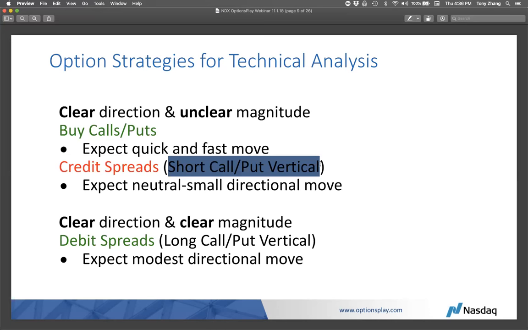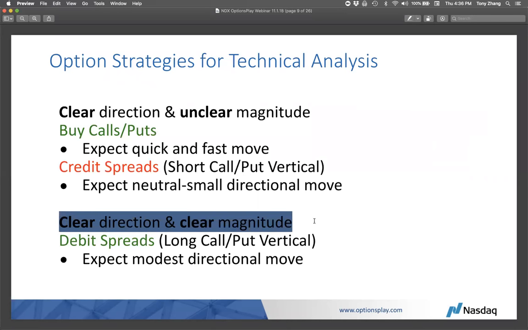But if you have a directional view on an asset, but you're not clear as to exactly how far it can go, these are the two strategies that you can trade. I'll give you some examples in the next few slides, and we'll go through some real examples in a few minutes as to why these two strategies are best when you have a clear direction, but not a very clear sense of magnitude. The second type of technical analysis that you'll come across is when you have a very clear sense of direction and you also have a very clear sense of magnitude.